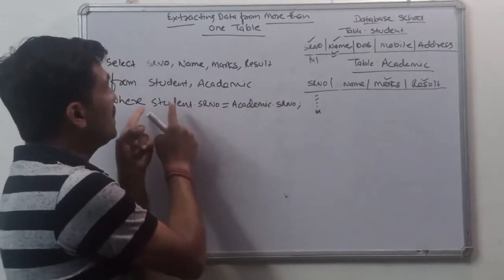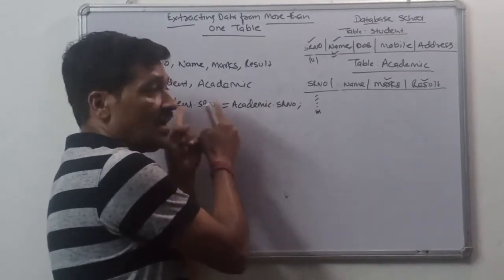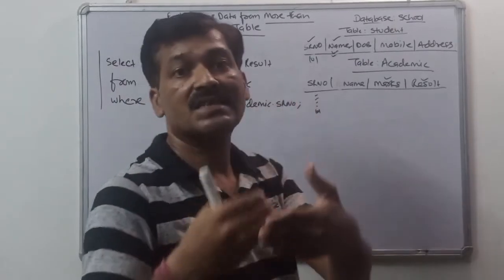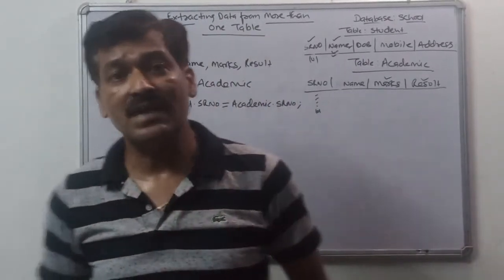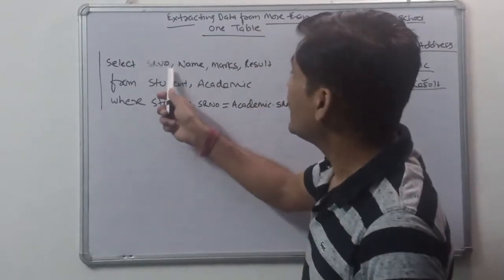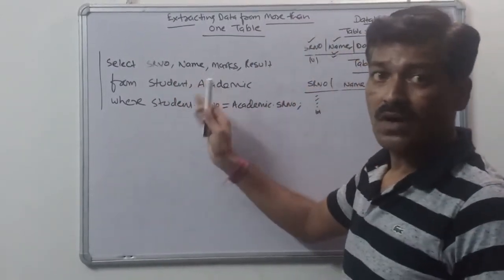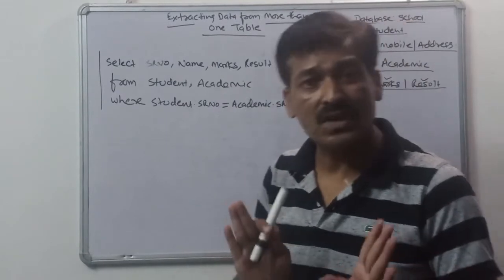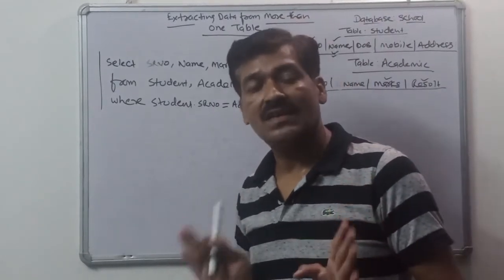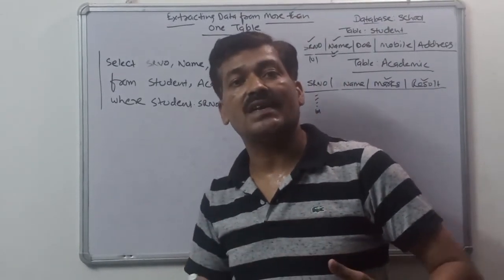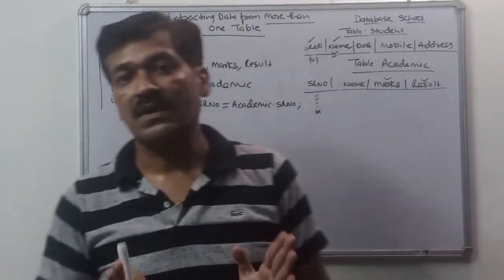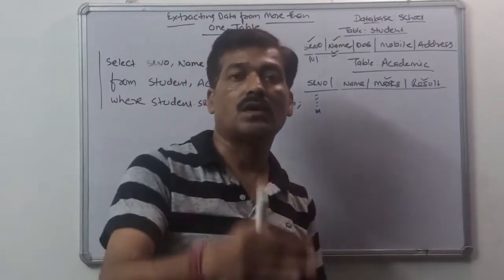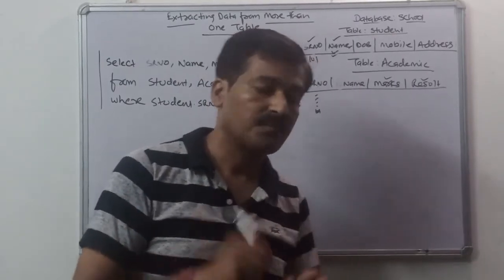So what we have done? Student dot SR number equals to academic dot SR number. In the same way, if the column name is the same, we can write here student dot name or academic dot name, whatever is required, whatever is needed. From which table do I need to extract the name? I have to place the name of that particular table dot the column name. Is it clear?